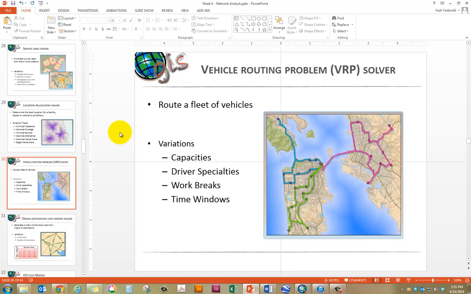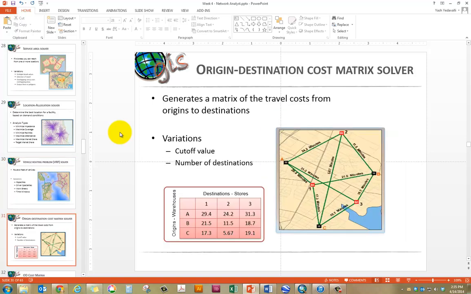So again, we won't really work on this too much because it's slightly outside our scope, but it's good to know what the network analyst extension can offer.